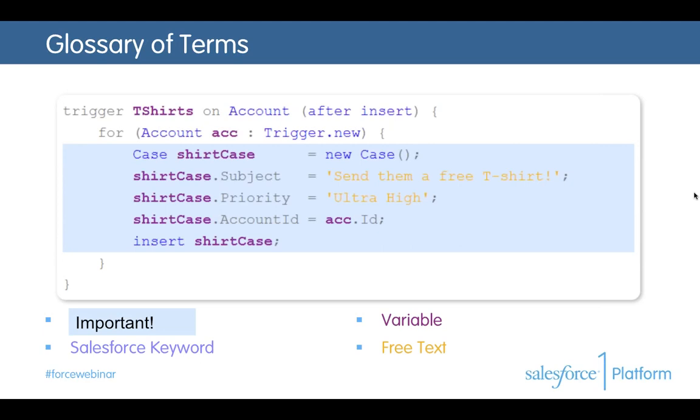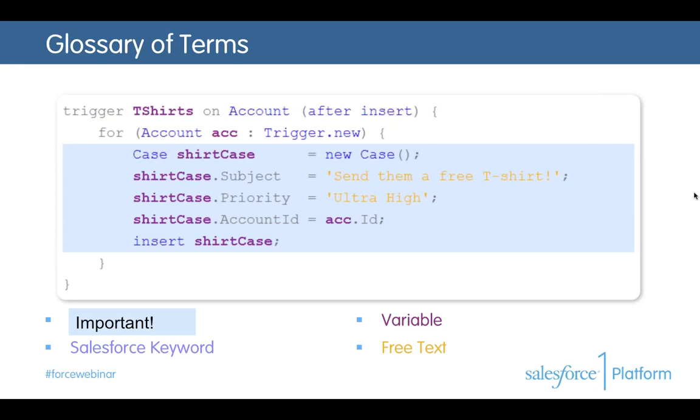Now, we are going to go through this trigger line by line, starting at the first one. And if you haven't figured it out already, what this trigger does is every time a new account is created, it creates a case on this account. So let's see how it does it. So first line, we are naming this trigger t-shirts. Again, that's a variable, so we can name it anything we want. This trigger runs on the account object, and it runs every time a new account is created.